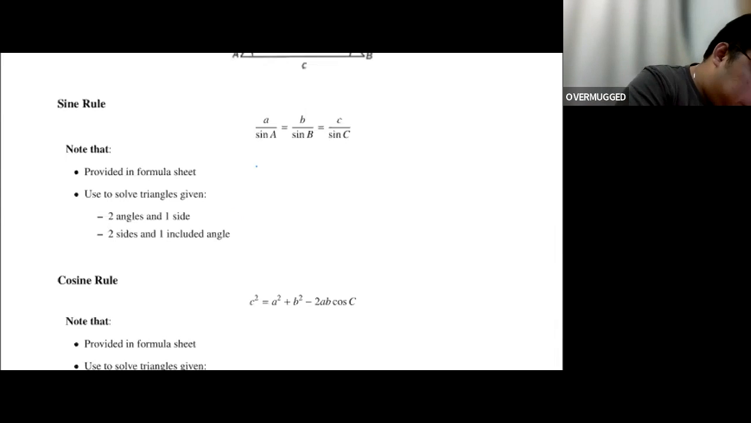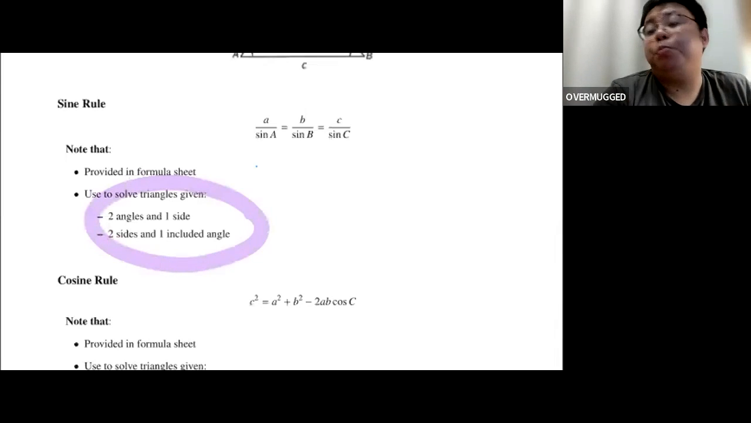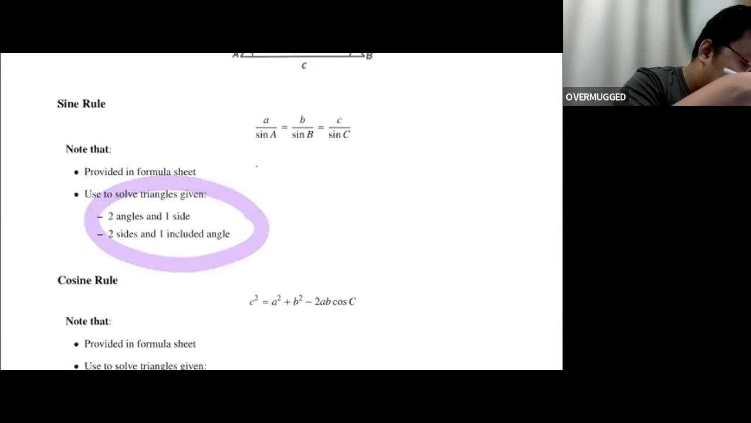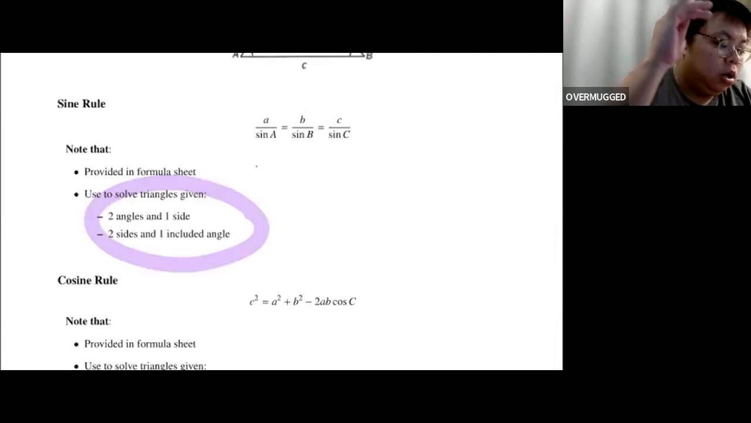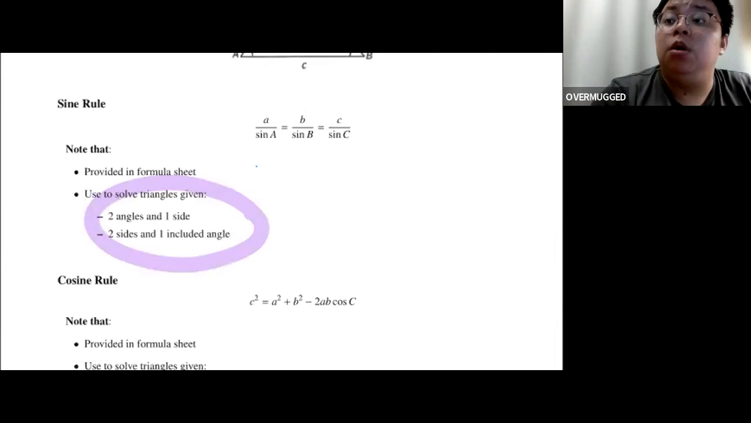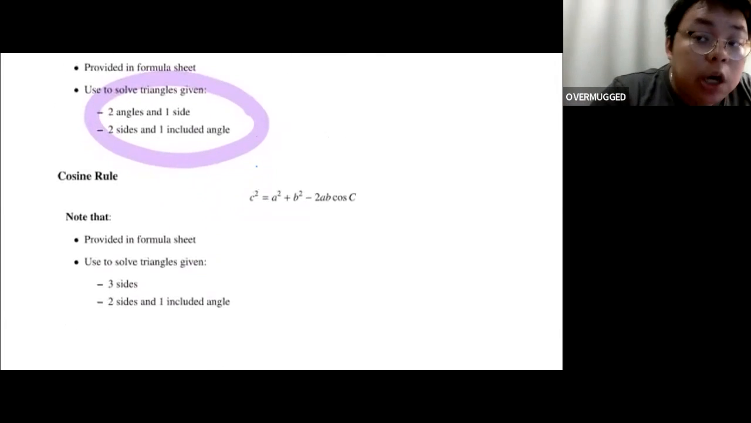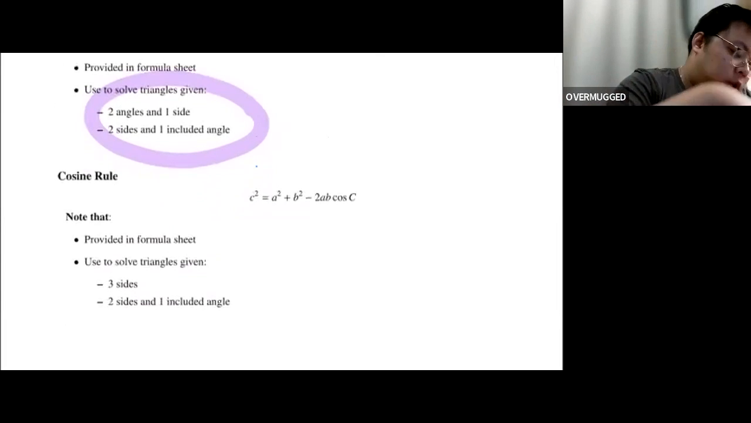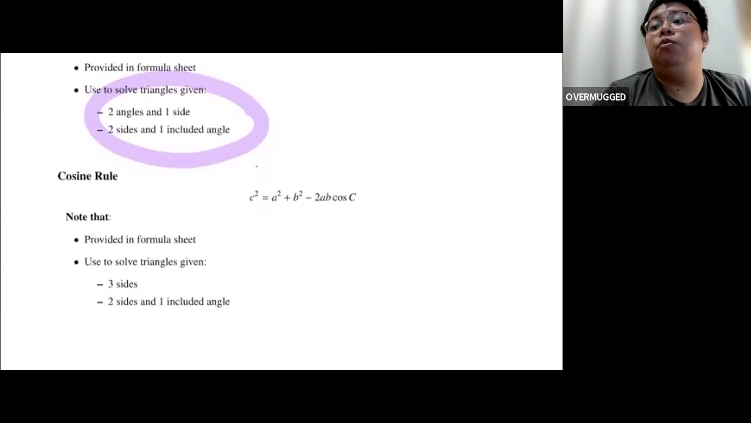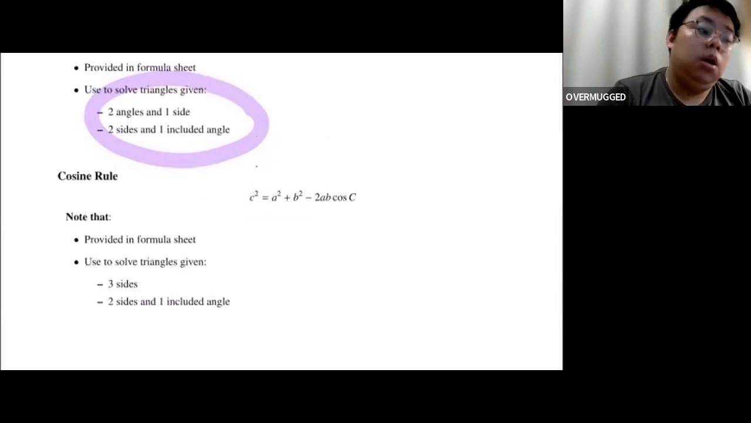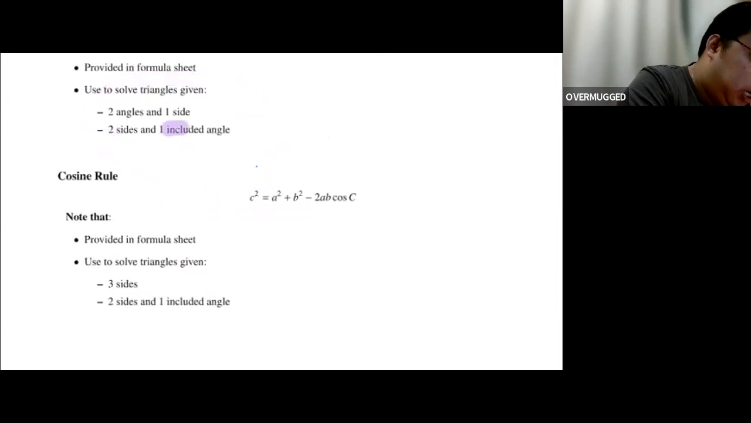But the important thing that you should remember is these concepts here. Which cases give you the rule to help you solve with sine rule? For example, if you're given two angles and one side, or two sides and one angle, this is when you can use your sine rule. Last one is the cosine rule, which is at the bottom. For cosine rule questions, either they give you three sides or they give you two sides and one included angle. Take note that it must be included.